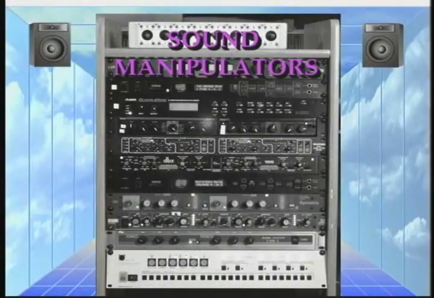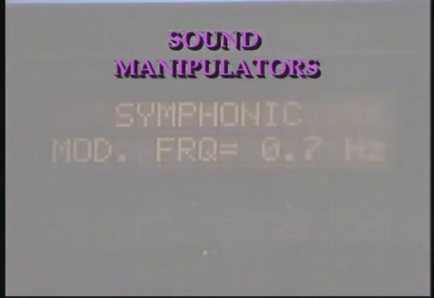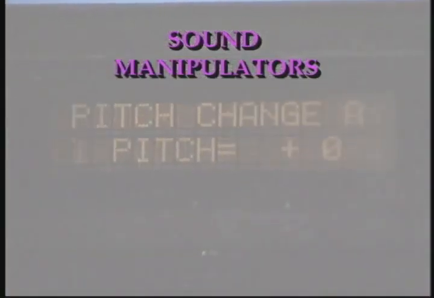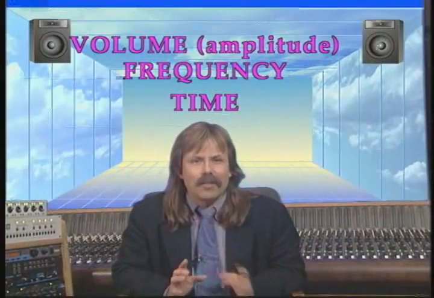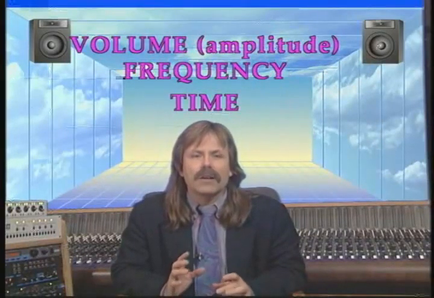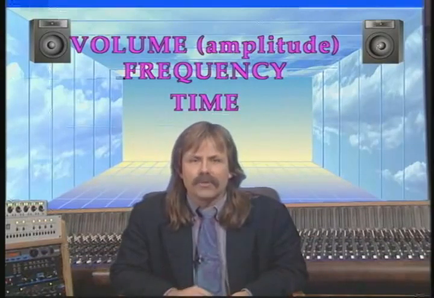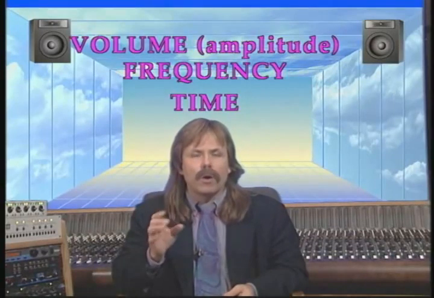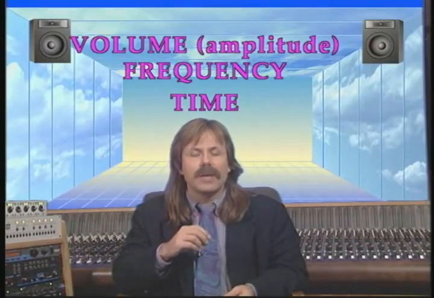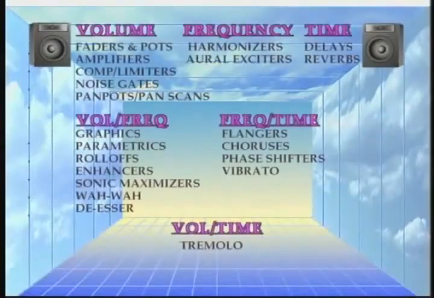But it is sound manipulators that we are here for. This includes effects and processing that are used to change or add to a sound after it has been created. Now, there are only three components to sound: volume or amplitude, frequency, and time. That's all she wrote. Every single sound in the world can be described fully and completely by these three components. Therefore, every piece of equipment in the studio controls one or more of these three parameters. Here's a chart showing all the sound manipulators in the studio.